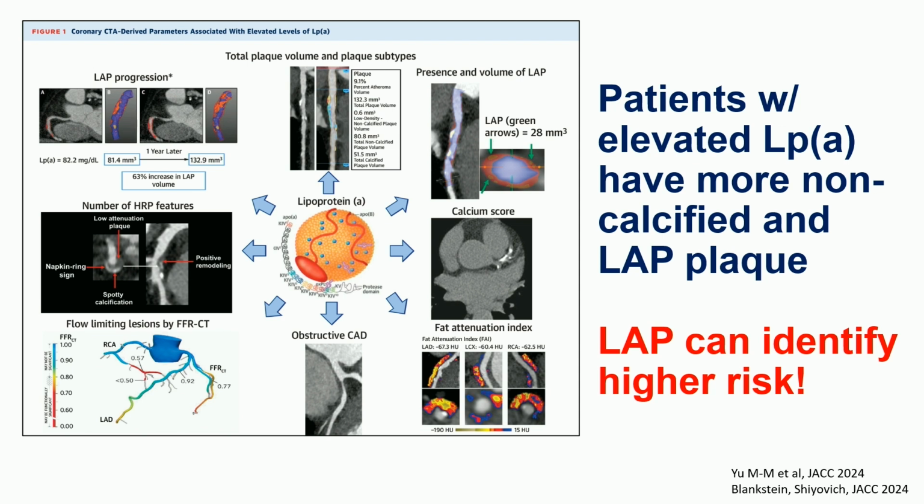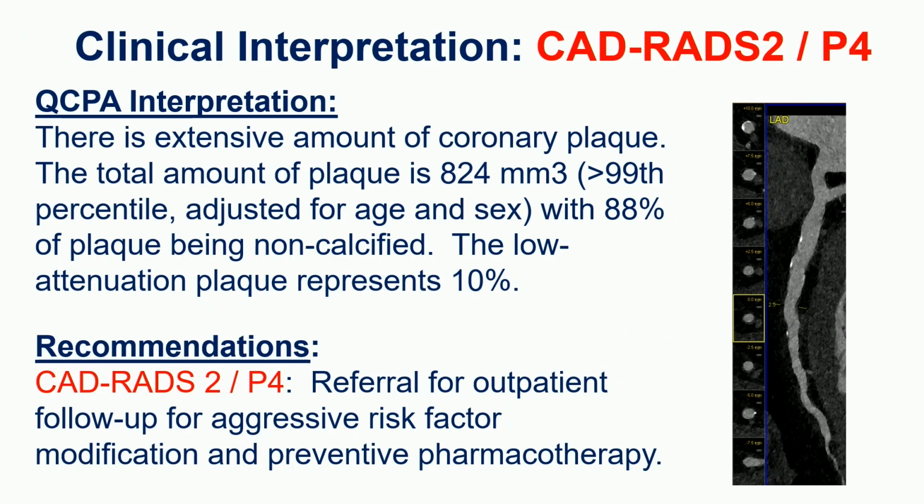And among those individuals, it turns out that the low attenuation plaque is a very important marker of higher risk. So at least in this recent paper published in JACC, it's really the individuals who had a large amount of low attenuation plaque who were the ones who had events. So when we put this case together with everything I've just shown you, this is a CAD-RADS 1 if it's minimal stenosis, or 2 if it's mild stenosis. But the key here is P4. This is an extensive amount of plaque.